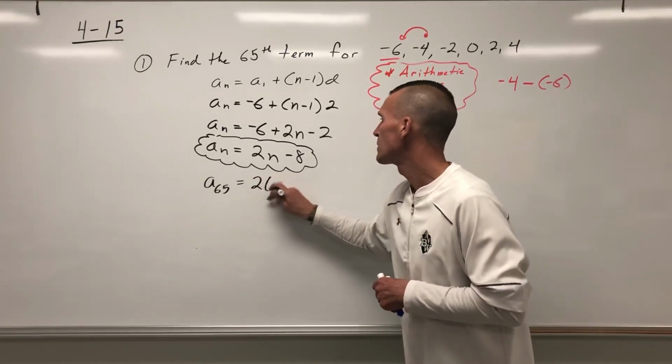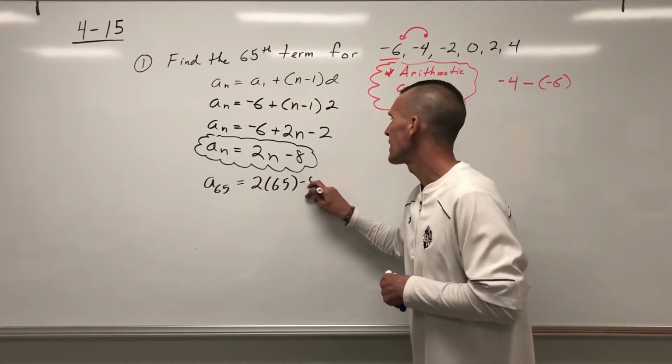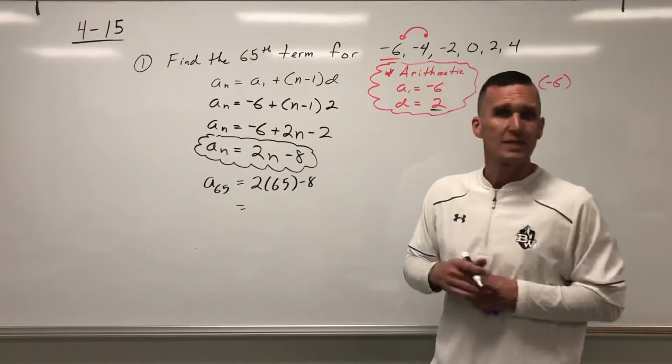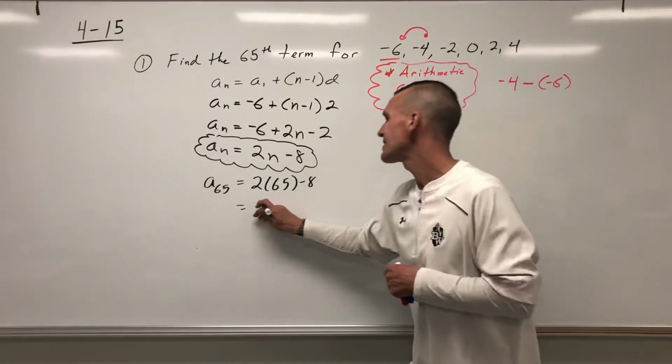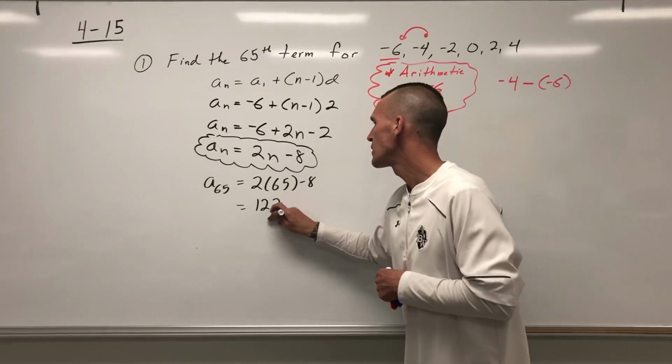So it's 2 times 65 minus 8. 2 times 65 is 130, minus 8 is 122.